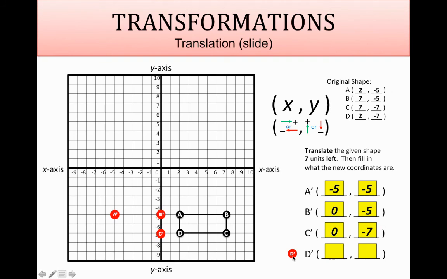And then lastly, we got D prime here. I'm going to click on that. Let's see if I can, there we go, get that little sound effect in there. Start it over at D, and then count over 7 units to the left, right there. That's exactly where it's supposed to be. Now the shape didn't change at all. All we did was slide everything over 7 units to the left. And D prime is going to be at -5, -7.